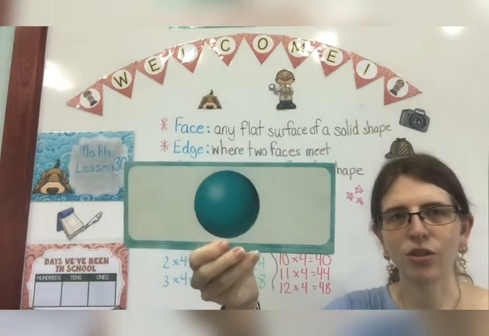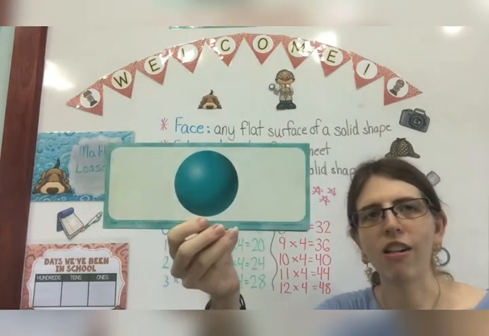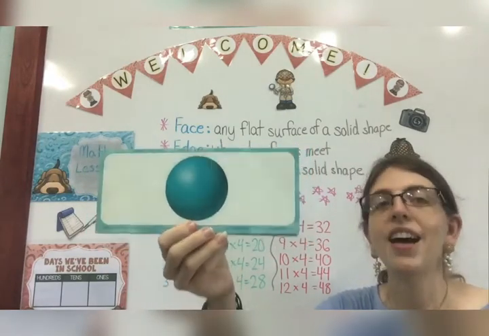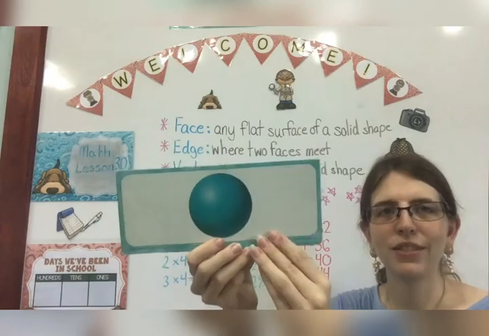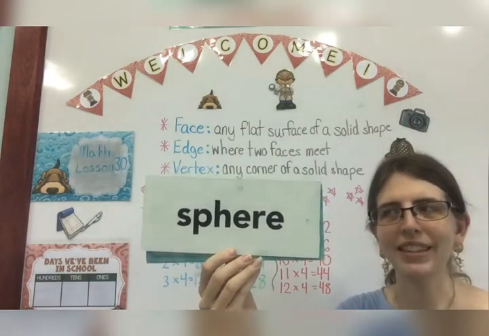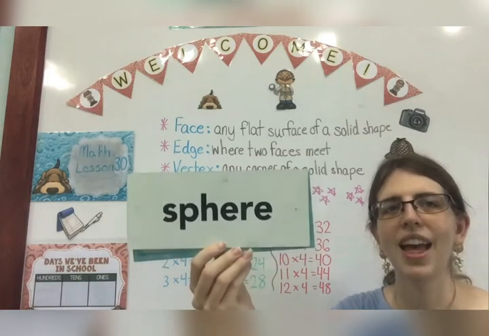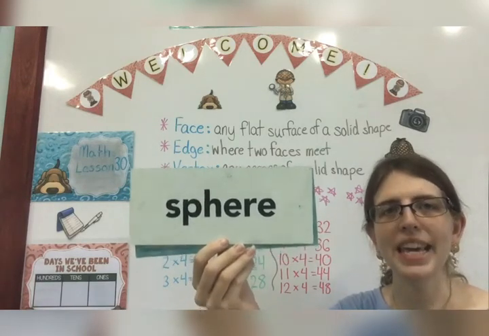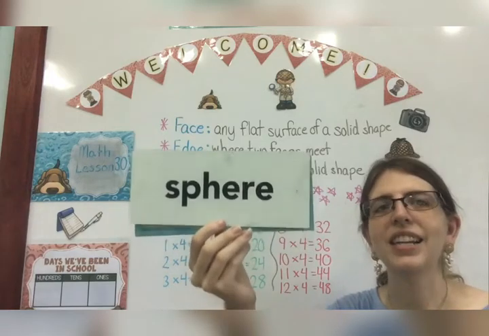So let's talk about some more solid shapes. This one that's like a circle, but round like a ball, we call that a sphere. Sphere. So a ball is a sphere. Let's spell sphere. S-P-H-E-R-E, sphere.